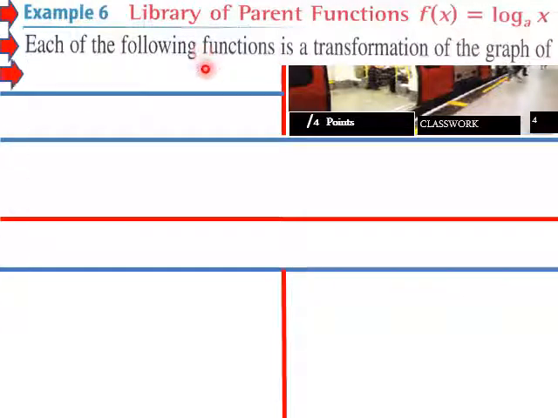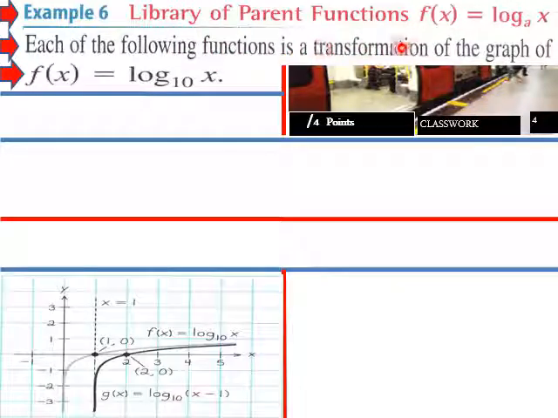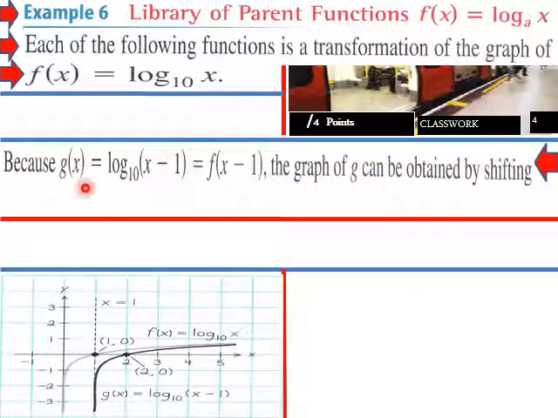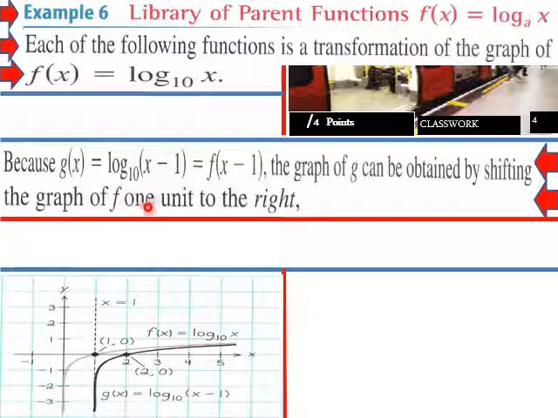Example 6, library of parent functions for f of x equals log base a of x. Each of the following functions is a transformation of the graph of log base 10 of x. Log base 10 of x is here, this lighter line. And then this line here is log base 10 of x minus 1, which is g of x equals f of x minus 1. The graph of g can be obtained by shifting the graph of f 1 unit to the right.